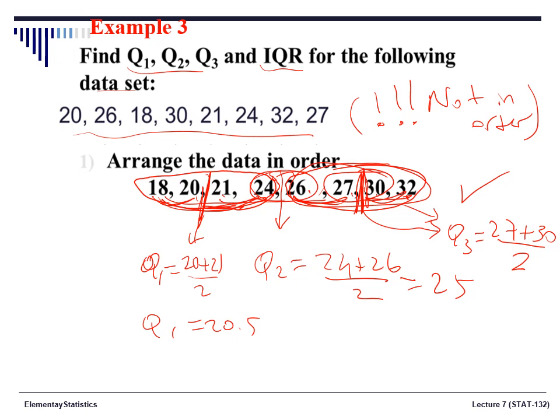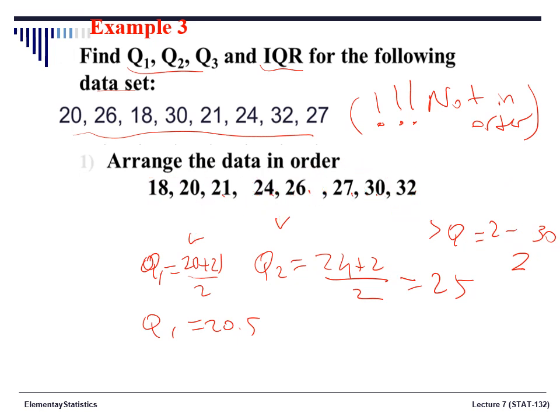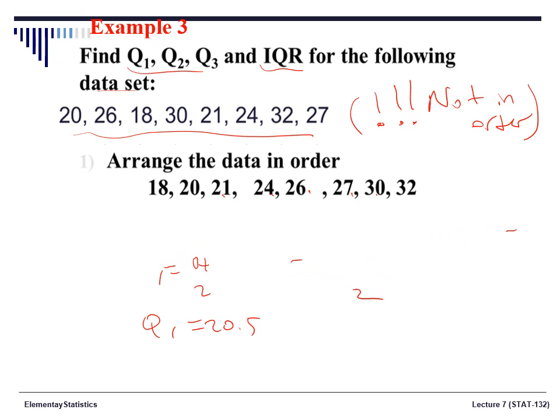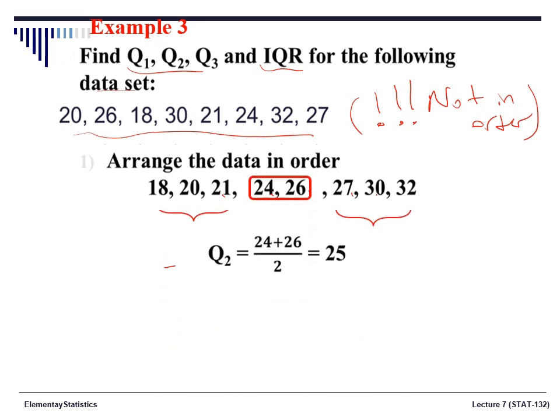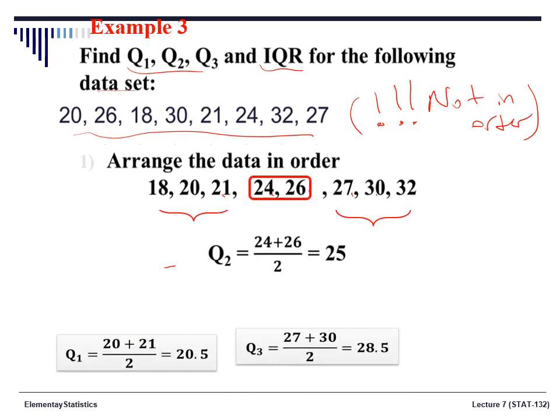Okay, let's see them. This is how we find them, and these are the values we get: 25, 28.5. And what can you say about the IQR? IQR is just Q3 minus Q1, so it will be equal to 8.